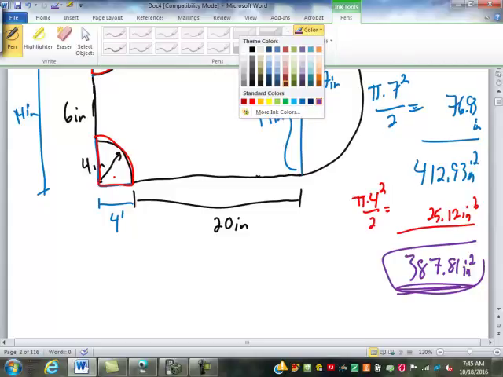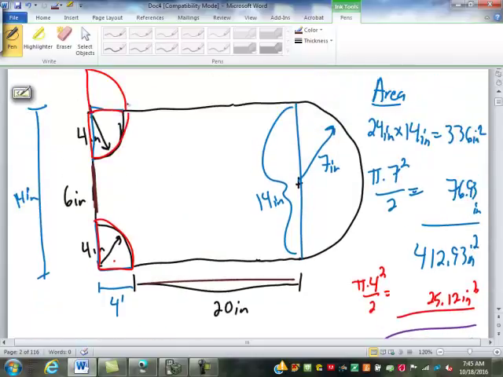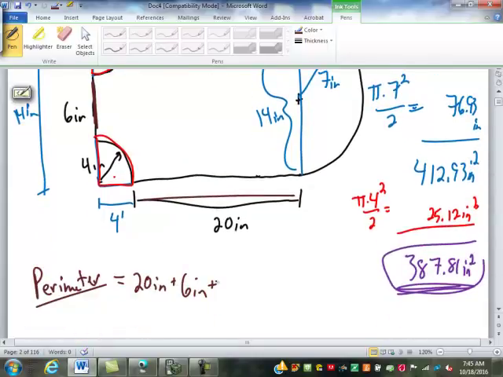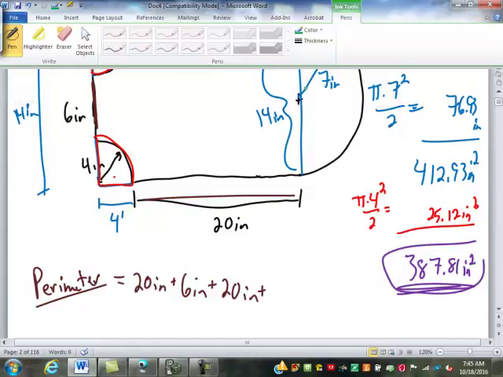So perimeter is a lot simpler. The perimeter, I've got 20 here, 6 here, and of course another 20 on top here. Those are all my straight edges. To that I've got to add my circles. Now for perimeter, of course, I'm talking about circumference. It's pi times diameter. So for this half circle, it'll be pi times 14, and of course divided by 2 because it's only half a circle.